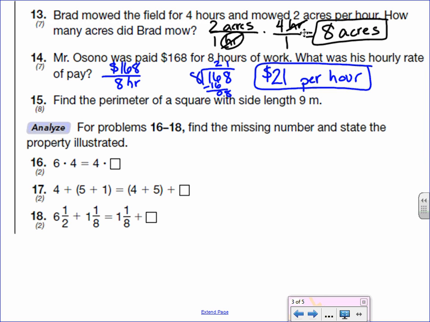Find the perimeter of a square with side length 9 meters. Well, if it's a square, that means all 4 sides are 9 meters. So to find the perimeter, all we do is multiply 9 by 4, which is 36, and perimeter's units are the units that they give you in the problem, meters.